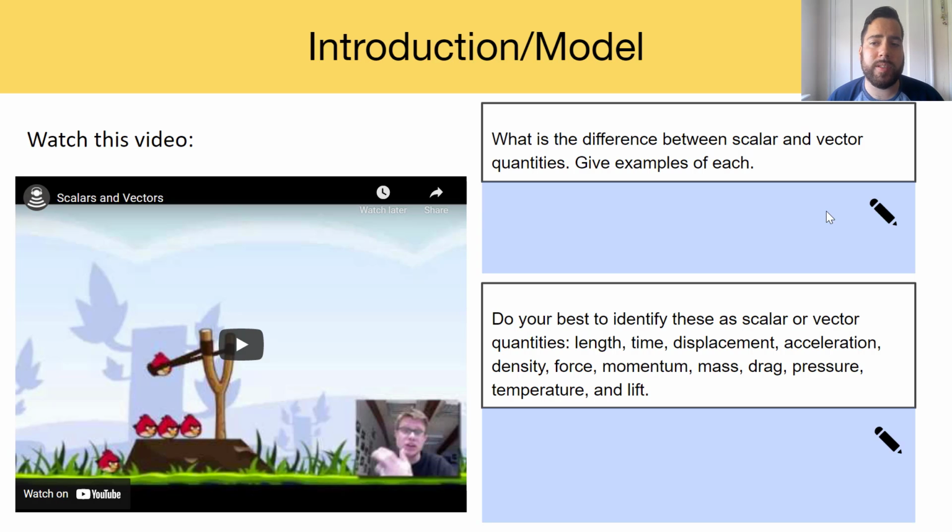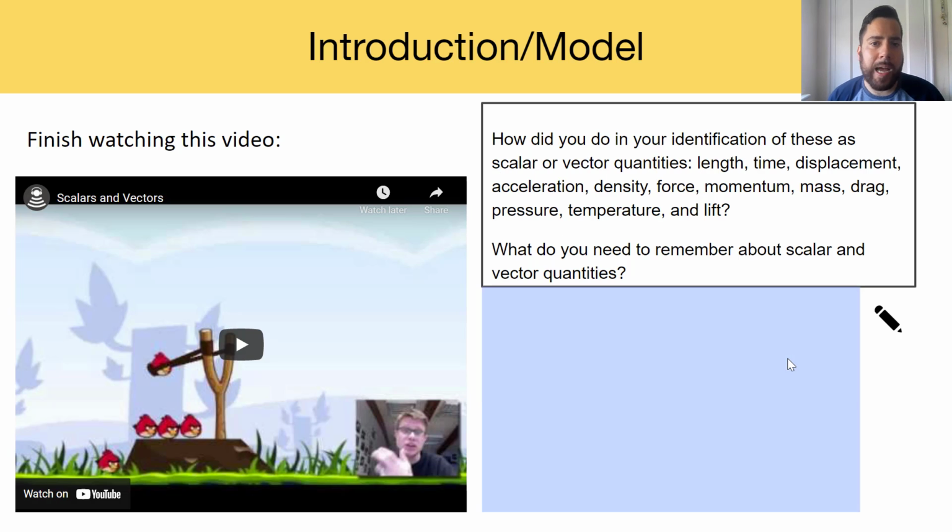What is the difference between a scalar and a vector quantity? Let's try to give an example of each. And then do your best to identify if these are scalar or vector quantities. So length, time, displacement, acceleration, so on and so forth. Which ones are scalar quantities and which ones are vector quantities? Now that we finished watching that video, how did you do in identifying which ones were scalar and vector quantities? And what do you need to remember in the future about scalar and vector quantities?